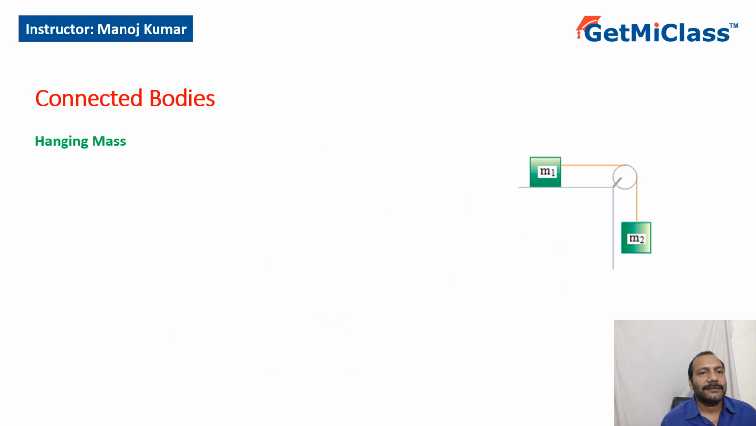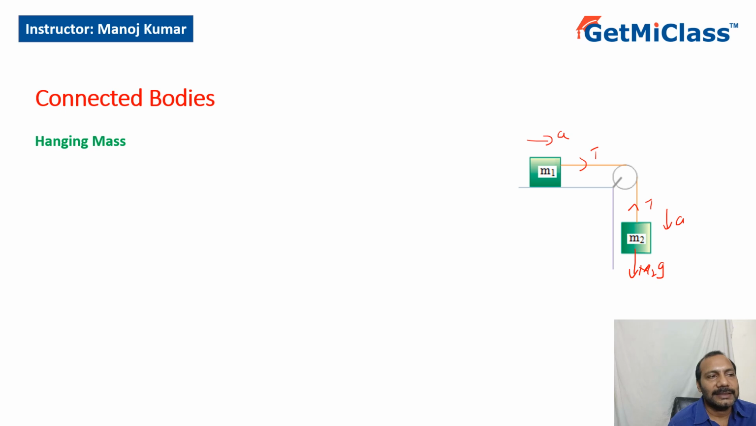The next case that we have is a hanging mass. Let's assume that it's on a frictionless surface. Then let's see what are the forces acting on it. M2G is acting downwards. So there is a tension T here. Now let's say this is moving with acceleration here. This will also move with acceleration here, and tension T is acting here.